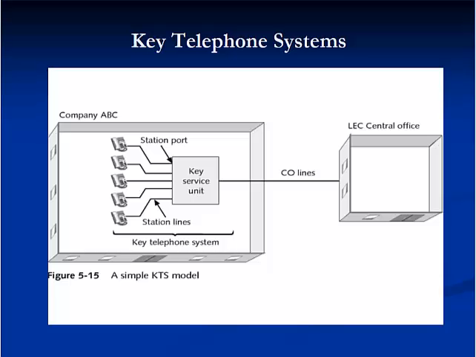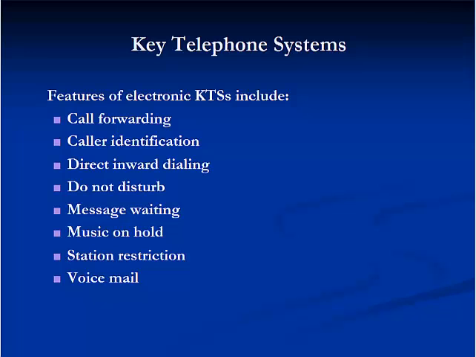A KTS usually handles lines from the telephone company and connects them to multiple telephones inside an organization. Basically, a KTS saves small organizations money by substituting numerous extensions for hard telephone numbers that are costly to obtain from the telephone company. Features of electronic KTSs include call forwarding, call identification, direct inward dialing, do not disturb, message waiting, music on hold, station restrictions, and voicemail.